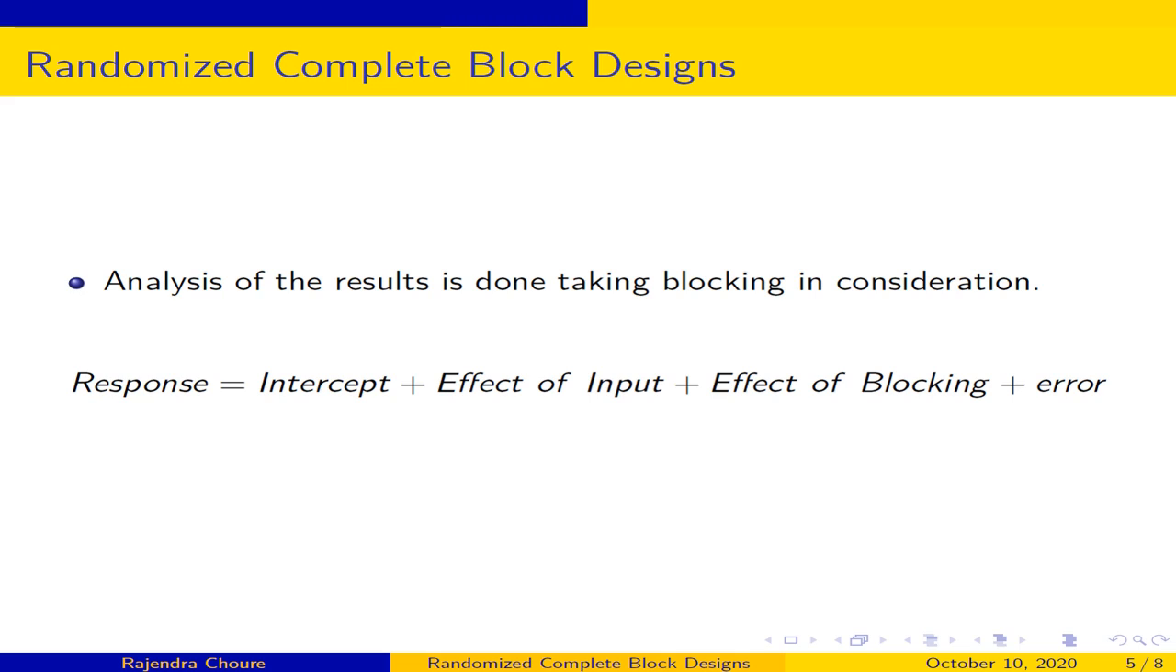Here, response is the measurement which we have carried out after blocking. Then intercept is the effect in absence of the input variable and in absence of the blocking variable. Then effect of input is the effect caused by the input variable. Effect of blocking is the effect caused by the blocking variable. And error is the systematic error of the process.